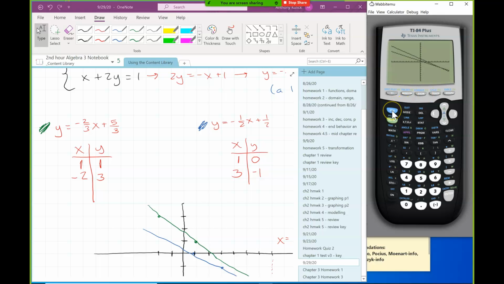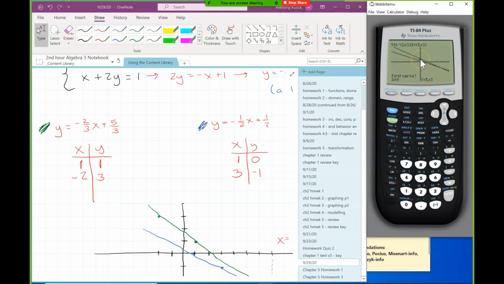And now what we're going to do is press second and trace. This was the same menu that we used to find the maxes and mins. So from this menu, what command does it look like we're interested in? Intersect. So choose the intersect command. And now it'll return to the graph and ask us for some questions.